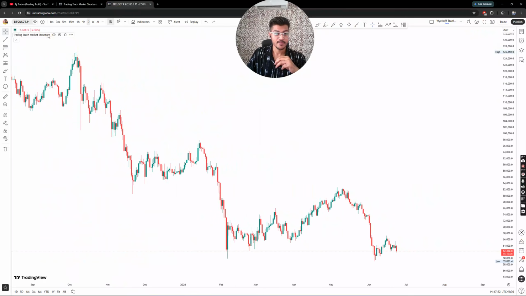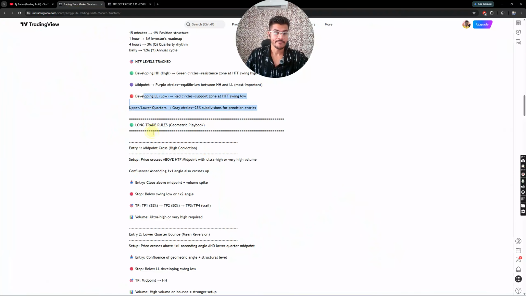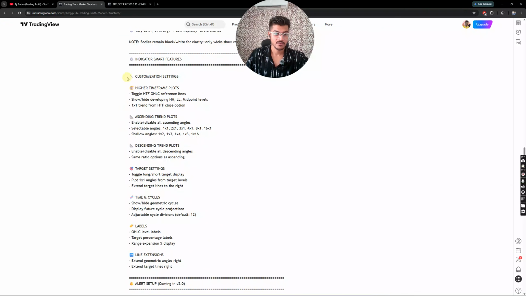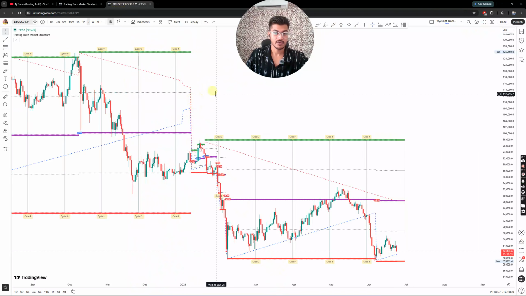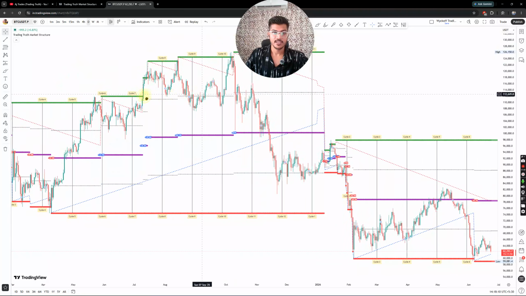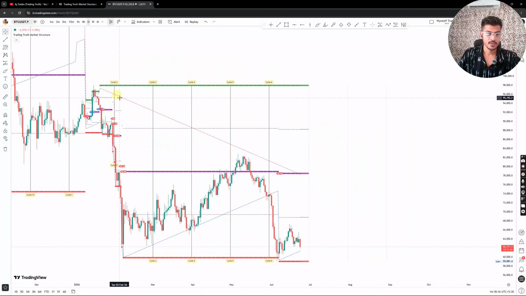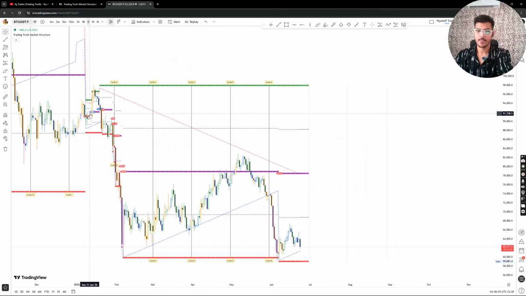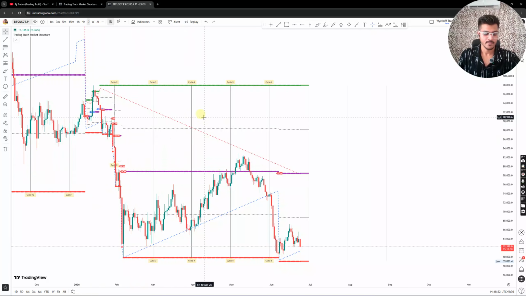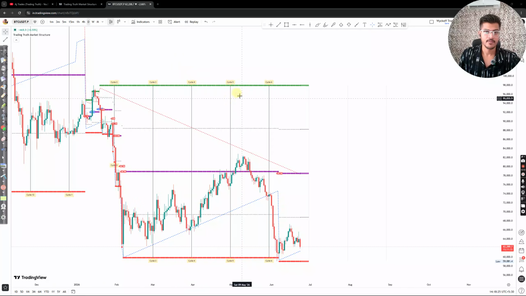So as it gets loaded, I don't know why it's taking that much longer. All right, here we go. As you can see, what it's doing is plotting the highest high, the lowest low, and the midpoint of that. So you need that structure.